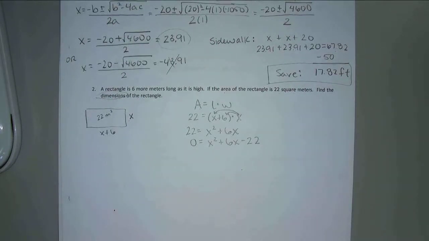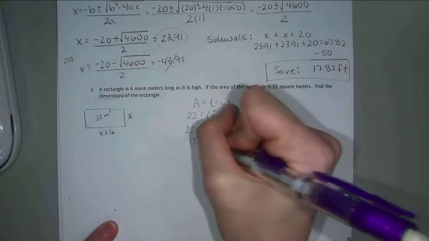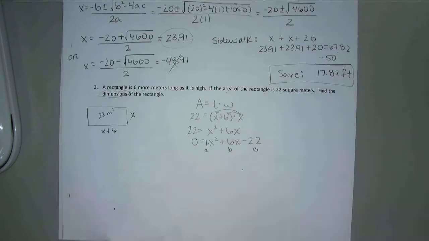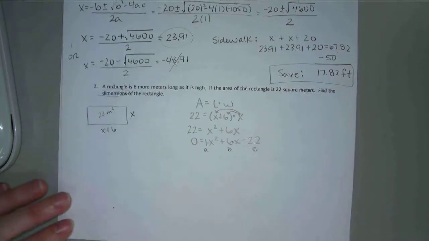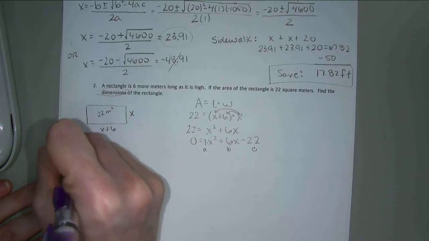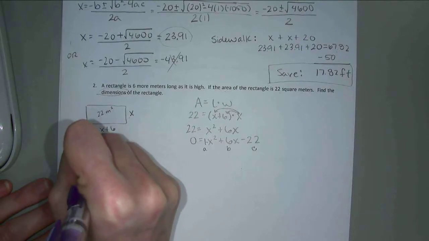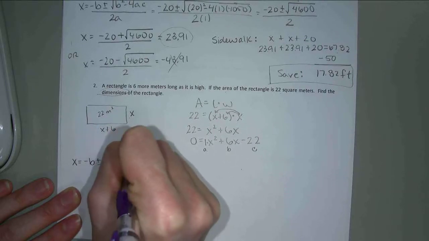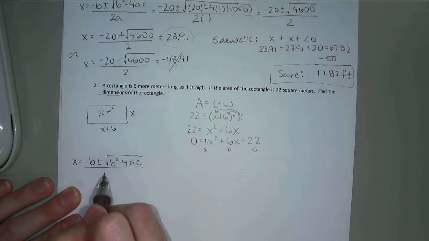Are there factors of 22 that add up to 6? No. 22 only splits up to 2 and 11. There's no combination of that to get you 6. So what can we use? The quadratic formula. What is A, technically? A is 1, so I'm going to put them there. B is a 6. C is a negative 22. All right? So again, I'm going to write it generically every time. X equals negative B plus or minus square root B squared minus 4AC all over 2A.